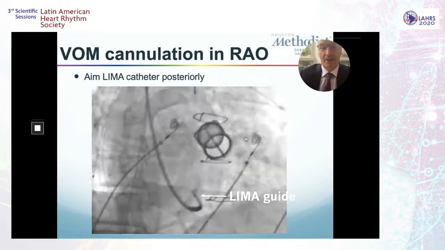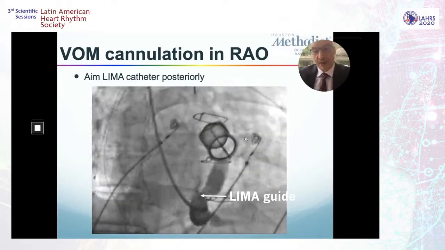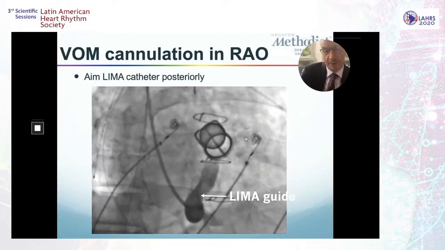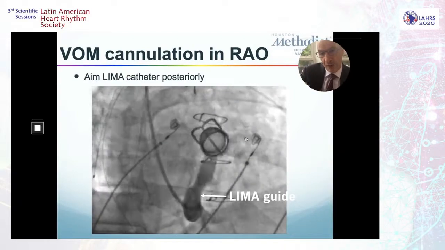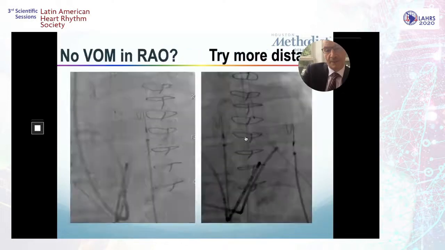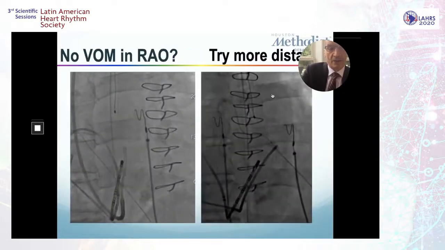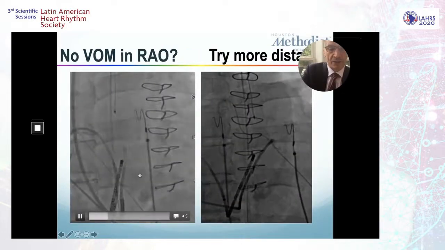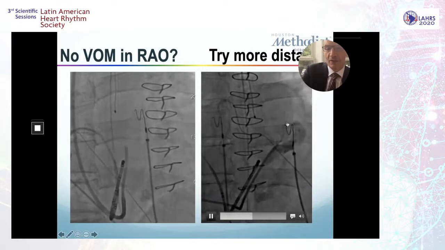There are some cases where there is a large vein of Marshall that requires this extreme posterior torque of the Lima. Remember that the vein of Marshall takes off proximal to the valve of Vieussens and posterior in the wall of the coronary sinus. There are cases where in a first injection you don't see it, and then you advance more distal, and then you can see a vein.